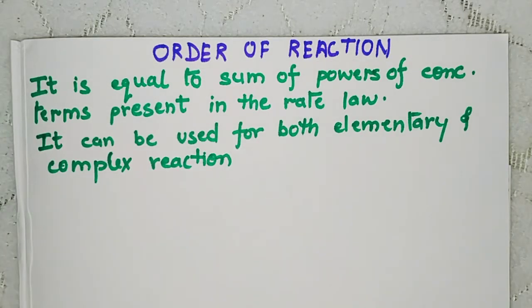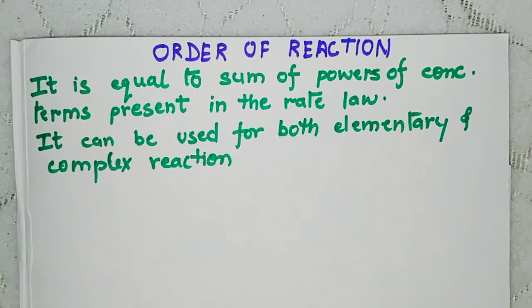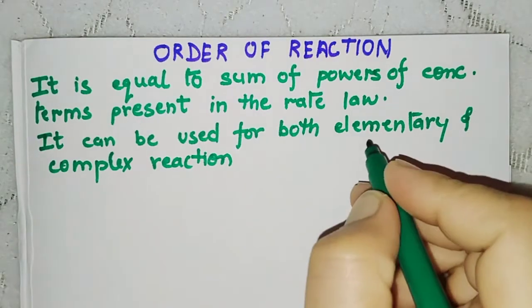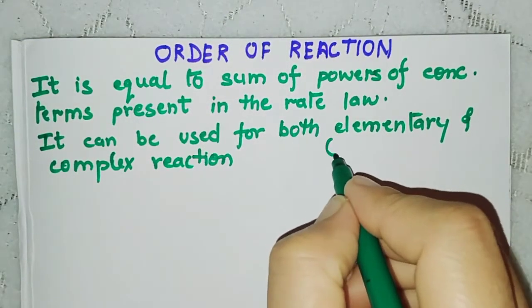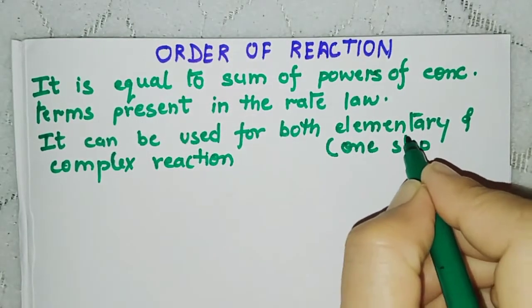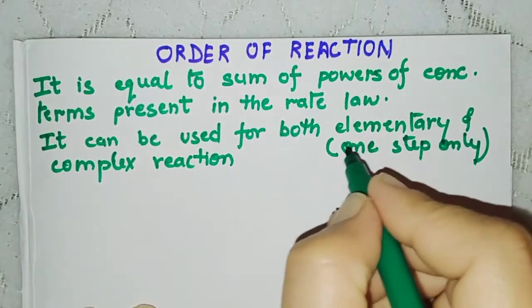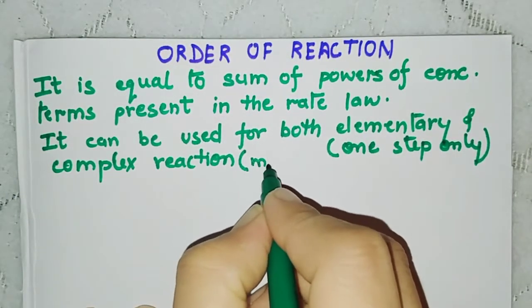It is a sum of powers of concentration terms present in the rate law. I will be explaining it. It can be used for both elementary and complex reactions. An elementary reaction is one which takes place in one step only, whereas a complex reaction occurs in many steps.